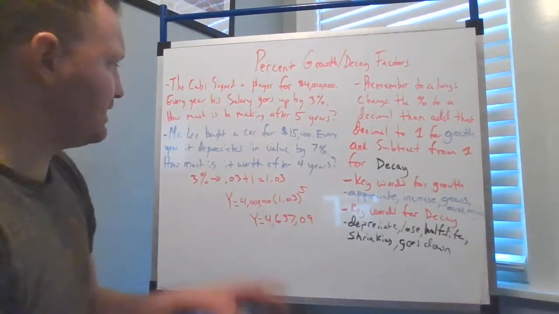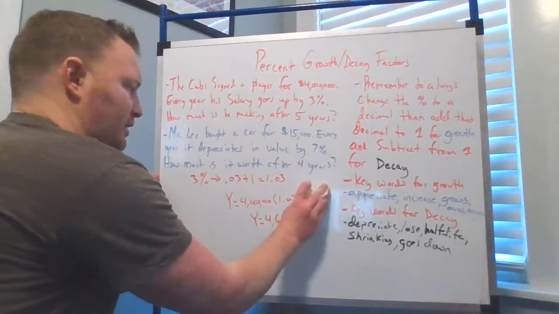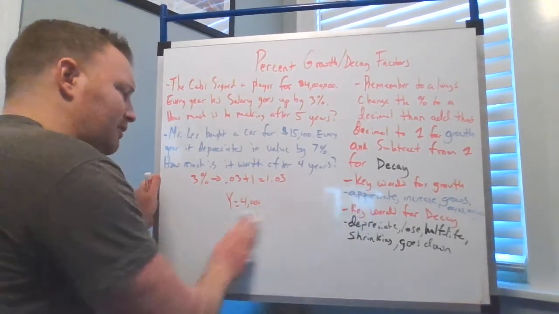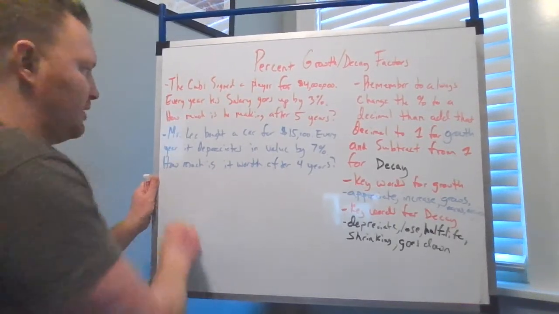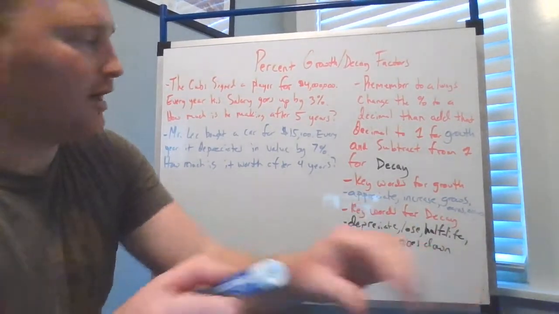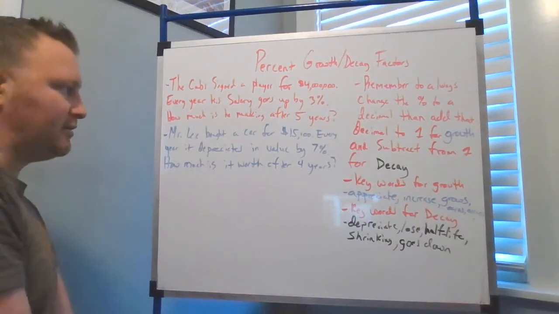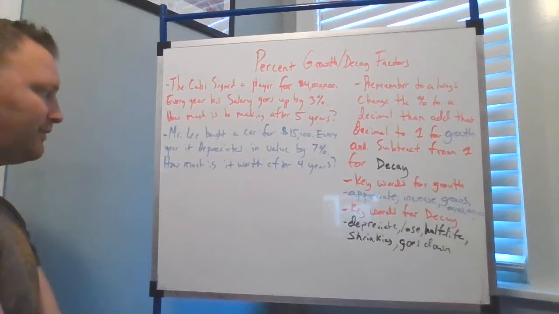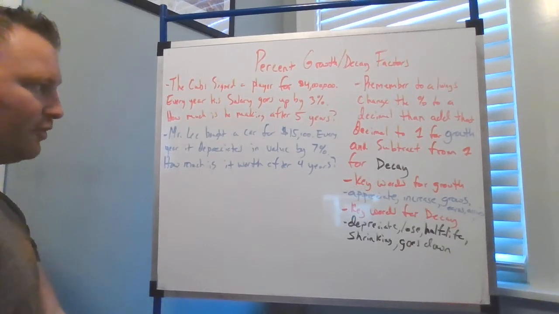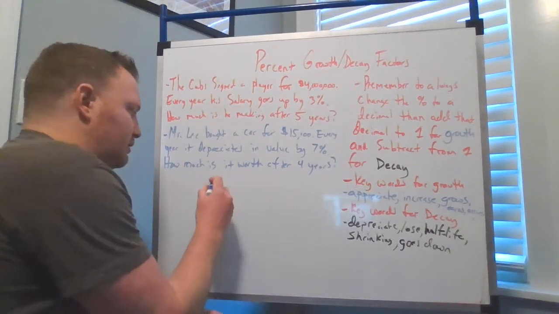My next and last example is a decay situation. Remember, we just add 1 for growth, subtract the percent from 1 for decay. So here goes. Mr. Lee bought a car for $15,000. Every year it depreciates, keyword depreciates, in value by 7%. How much is it worth after 4 years?